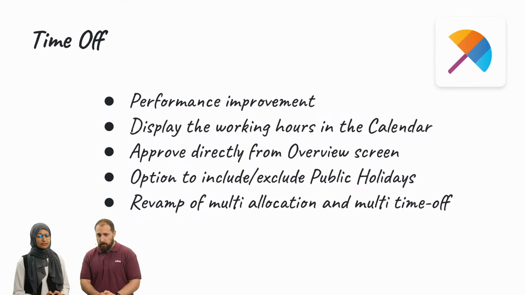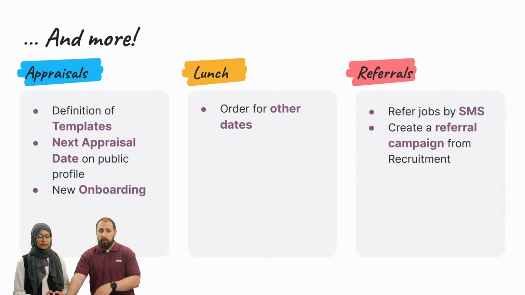So very handy. You're going to be able to include or exclude the public holidays in the total amount of days that are taken. For example, if you want to include public holidays in it, imagine you have a public holiday on Wednesday. If you take off from Monday to Friday, it's not going to give you 4 days, it's going to give you 5 days off. And then we also revamped the multi-allocation and multi-time off requests, how they work and how to use them. But of course, we have more.